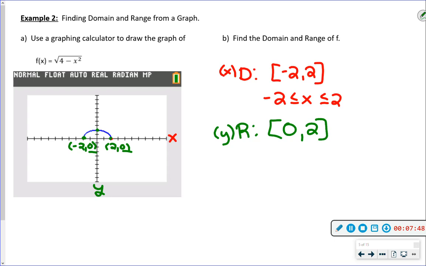Or if you like an inequality style answer, I'm going to pretty much do the same thing, but with 0, 2, and I'm changing the variable to y. I don't care which version of those answers you give, as long as you can get it.